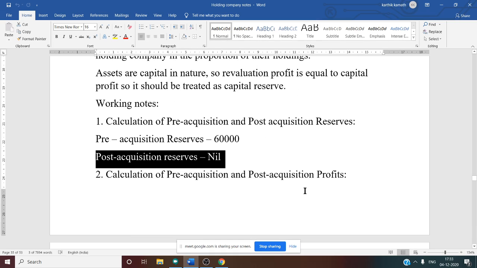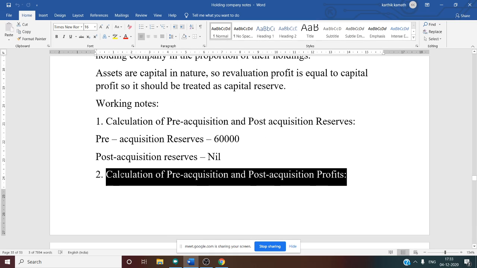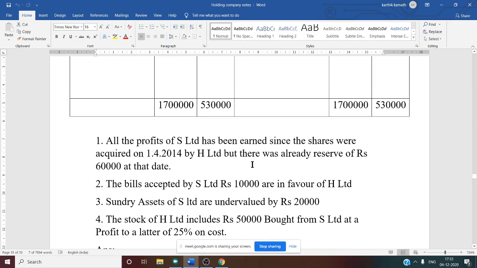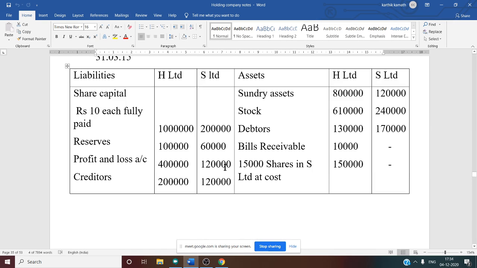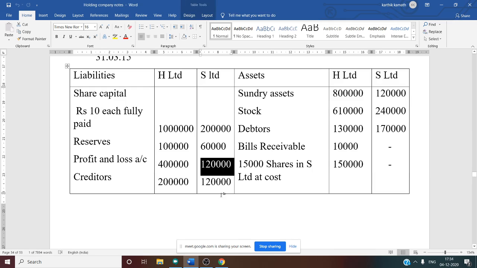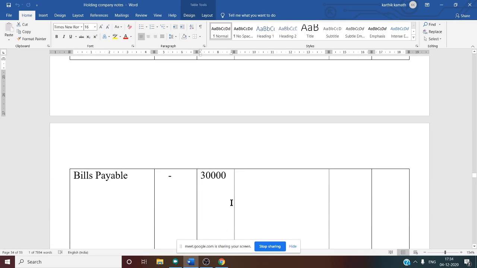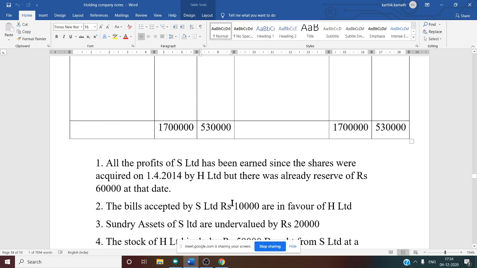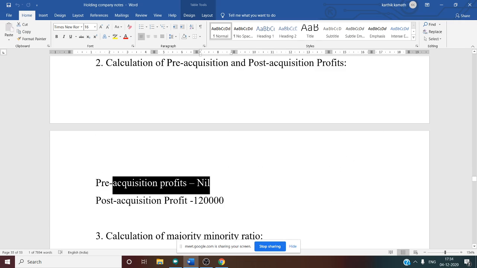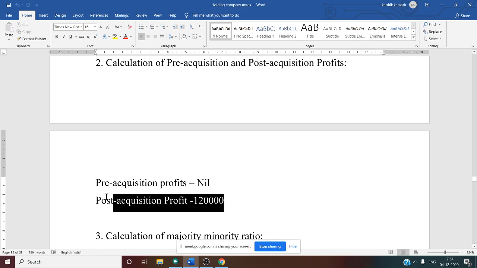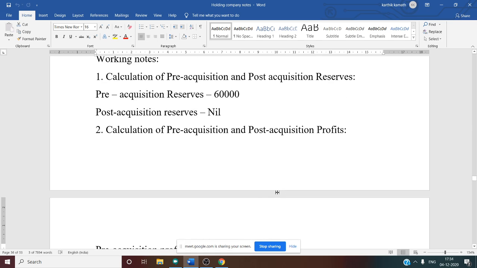Now, second working note, calculation of pre-acquisition and post-acquisition profit. So once again we'll look at the adjustment. They said all the profit after acquisition, since the shares were acquired. That means whatever profit is given in the balance sheet, the entire thing under the subsidiary company column, profit and loss account, 1,20,000, becomes post-acquisition profit. So pre-acquisition profit is nil, and post-acquisition profit is the entire profit of the subsidiary company, that is 1,20,000. That is working note number 2.